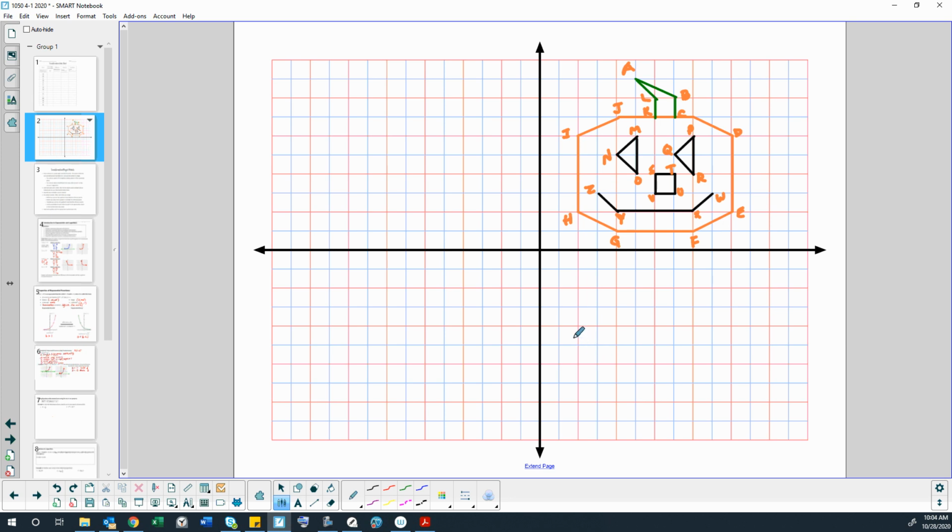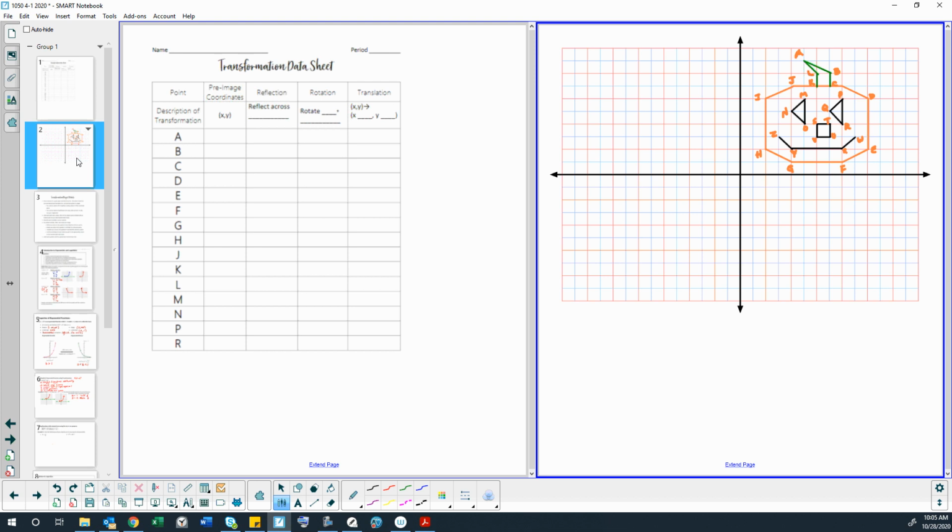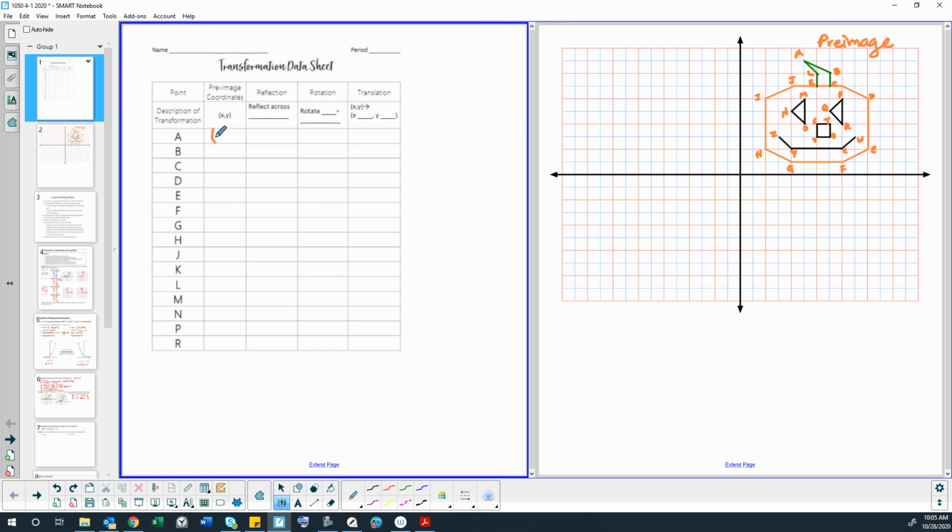So I maybe don't need to reiterate all of those on my data sheet. Alright, here's my data sheet, and it doesn't even go far enough for everything I'm doing to it. I'm going to go ahead and show 2 pages at once so I can fill in my data sheet with my coordinates. Okay, so this is called my pre-image, so I'm going to label that pre-image. Point A is at 1, 2, 3, 4, 5, 1, 2, 3, 4, 5, 6, 7, 8, 9. So 5, 9.